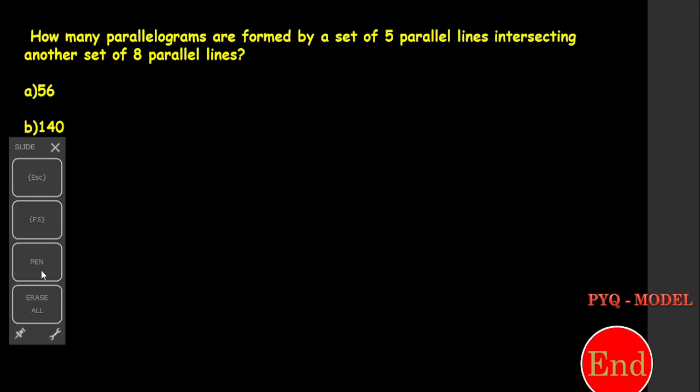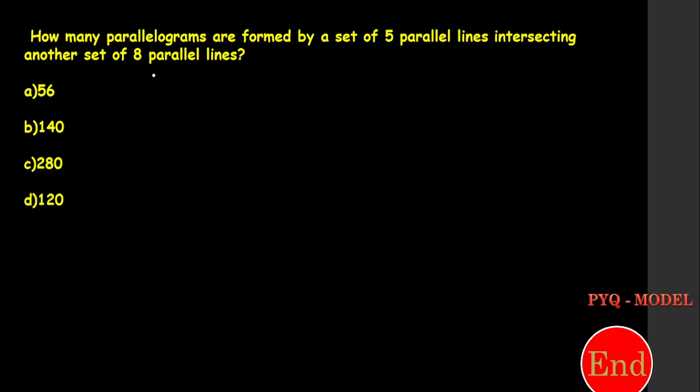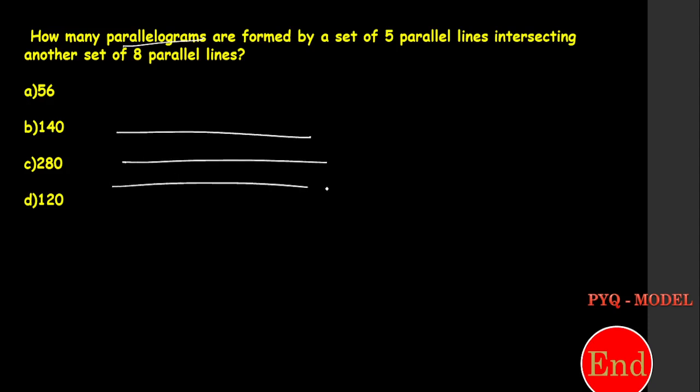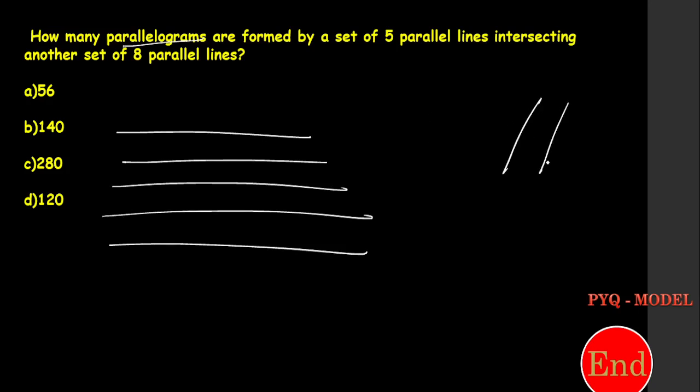Yes. For this question, look at this. I want to form a parallelogram. There are 5 parallel lines intersecting with another set of 8 parallel lines. Let's take 5 parallel lines. 1, 2, 3, 4, 5. It should intersect with 8 parallel lines. What is meant by parallelogram? When two opposite sides are equal, that is called a parallelogram.